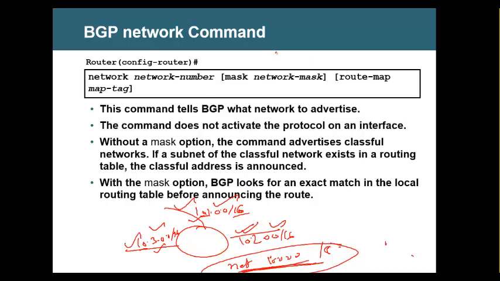We need to put the mask command, and match exactly to the mask that is seen in the local routing table. Only when there is a match, the route will be announced. Otherwise, no. If you don't use the mask, it means classful. For that also, the match should be seen in the routing table. If not, it is not advertised.